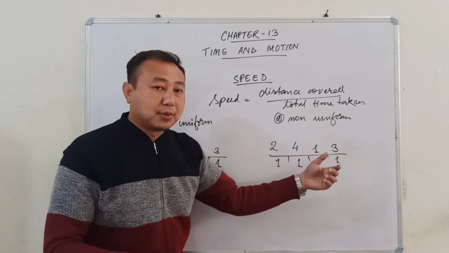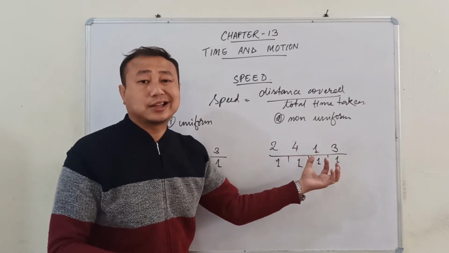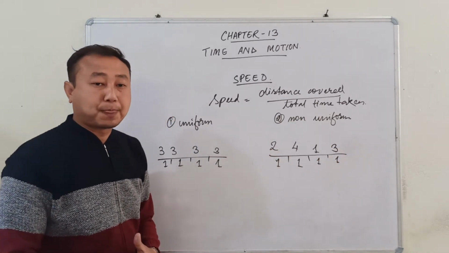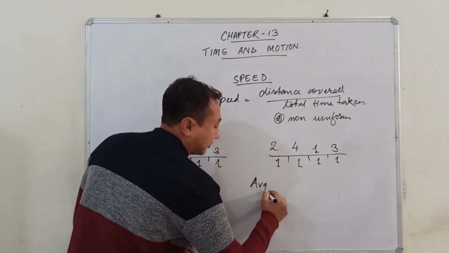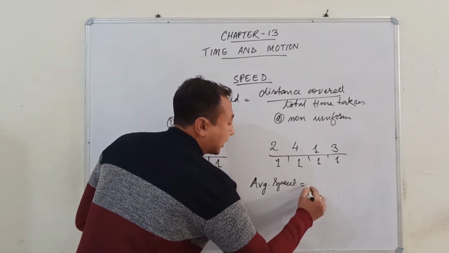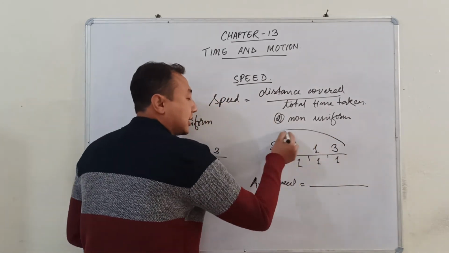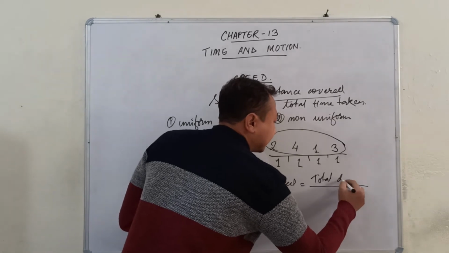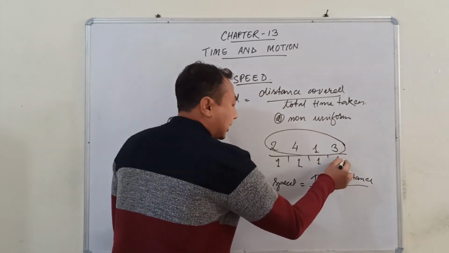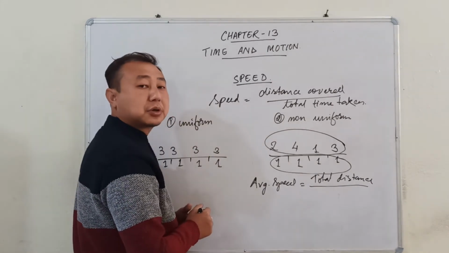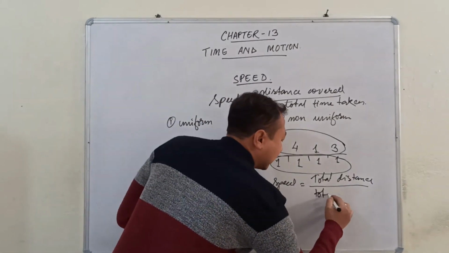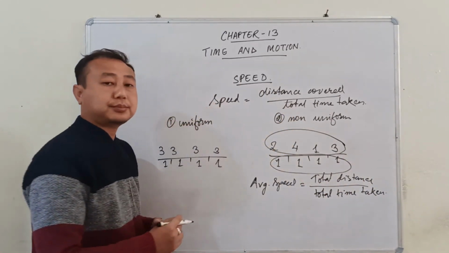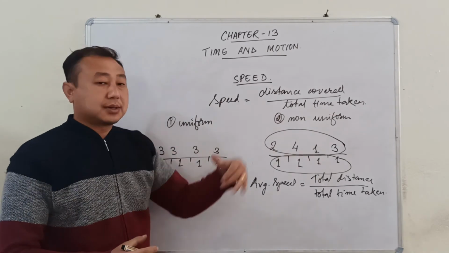So in case of the non-uniform motion, as we are not able to measure the speed at every regular interval of time, we used to take an average speed. So the average speed can be calculated by taking the sum total of the distance covered by the object, that is total distance, divided by the sum total of the time interval to cover that distance, that is total time taken. So here this is about the speed.